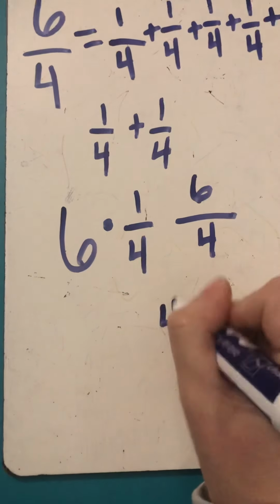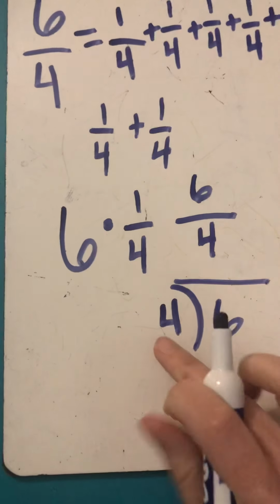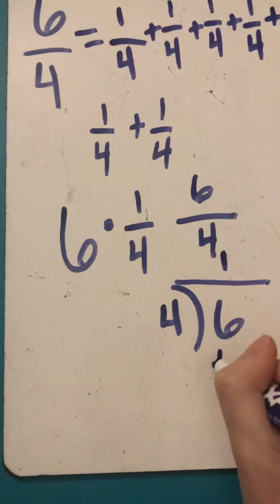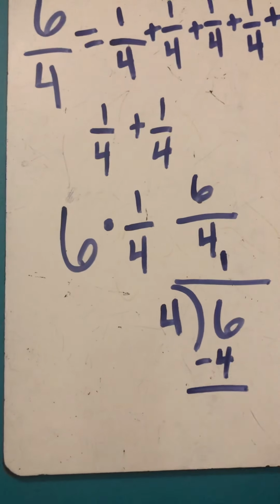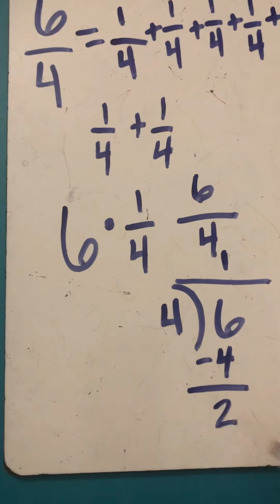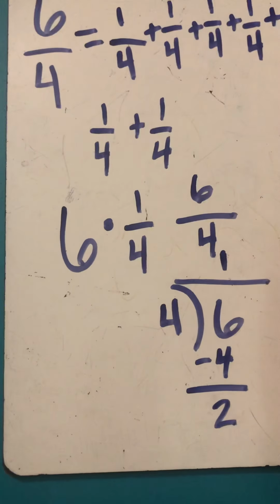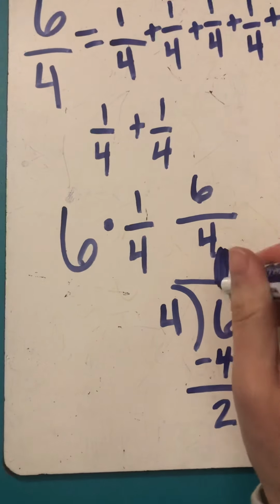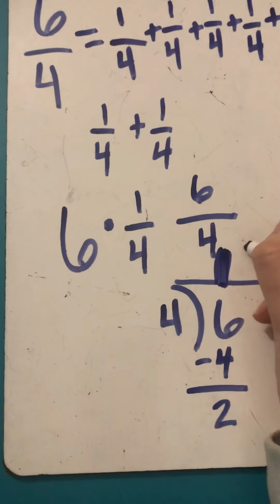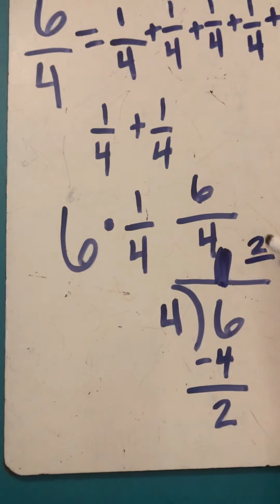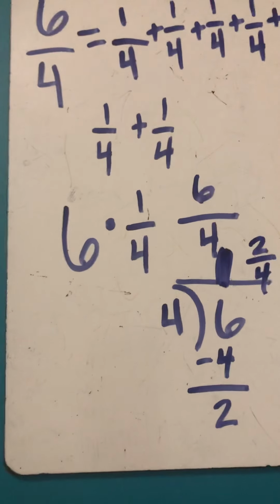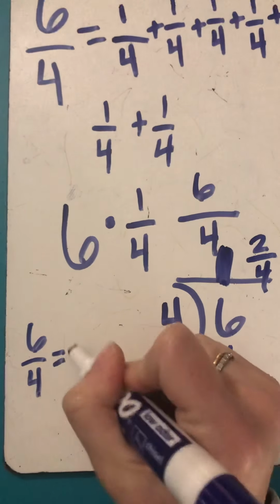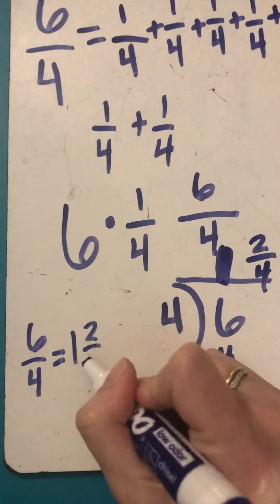So if we put our 4 here and our 6, how many times can 4 go into 6? 1 time. 4 times 1 is 4. 6 minus 4 is 2. So our mixed number then is, we have our 1 and we have 2 left over. We look at that denominator, 2/4. So we could say 6/4 equals 1 and 2/4.